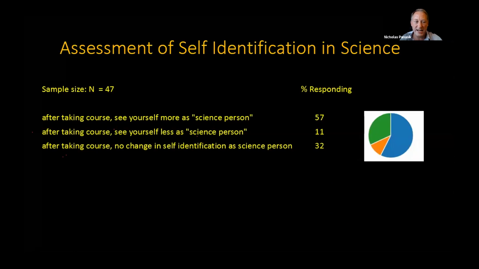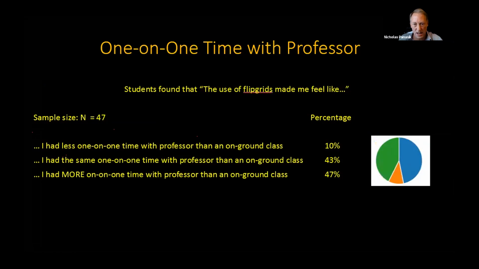Likewise, if you look at self-identification in science. After taking this course, do you see yourself more as a science person? What's a science person? I didn't give any description of what that meant. It was up to them to figure out. It's just to see what their self-identification is with science. And it looked like almost 60% had an increased feeling of, oh, wow, I'm more like this kind of person after taking these courses and doing these things.